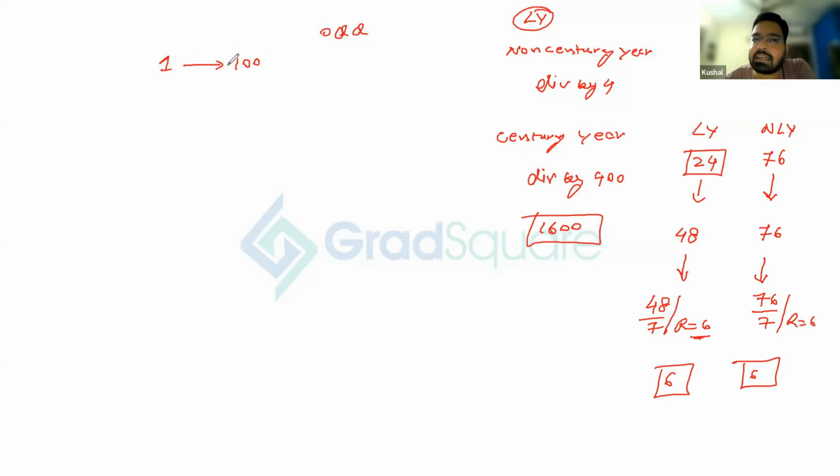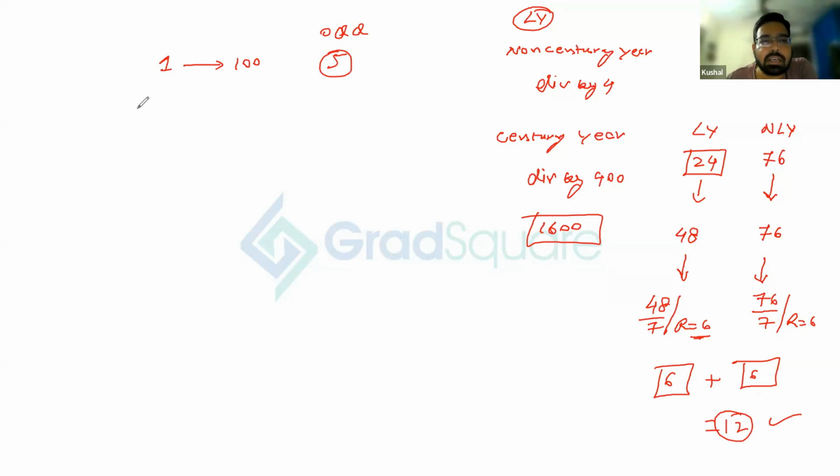So if I look at year number 1 to year number 100, in total how many odd days? 12 odd days. Can you tell me effectively how many odd days there are in year number 1 to 100? Effectively 5 odd days. Absolutely correct.